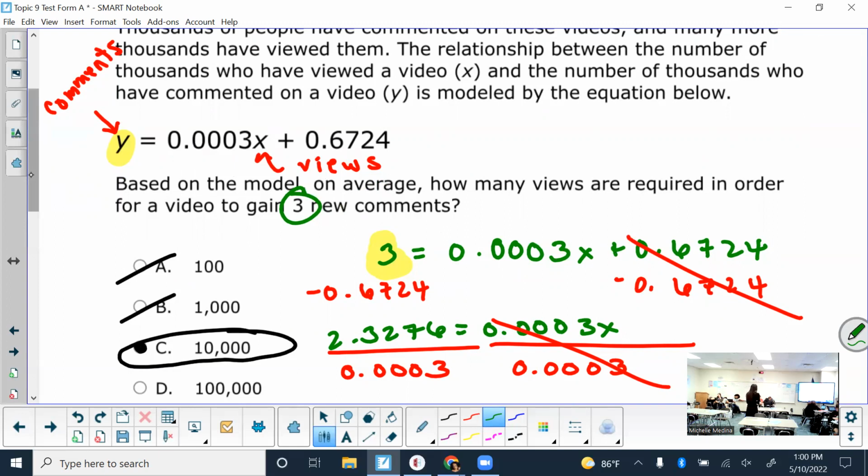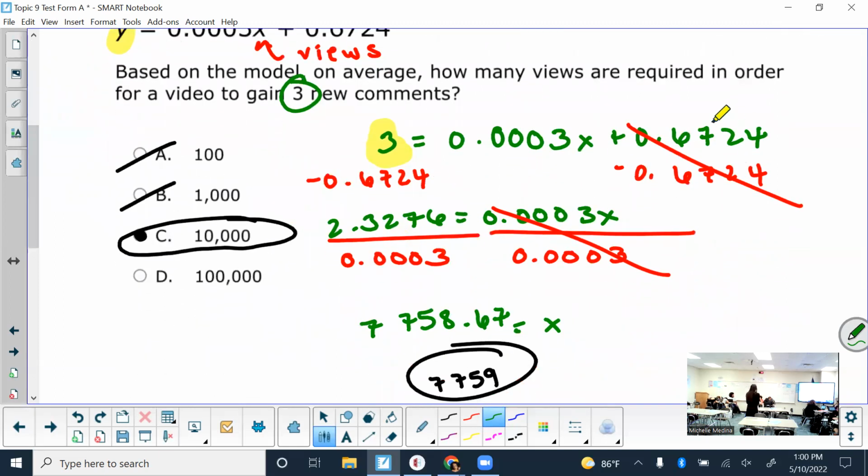So get rid of what's farther from the X. Instead of adding this decimal, we subtract it on each side. Instead of multiplying this decimal, we divide it on each side. And this is what we get. Now, can I have 0.67 of a view? No. So the minimum number of views I need is this, the 7,759. But look at our answer options. It's on an answer option.